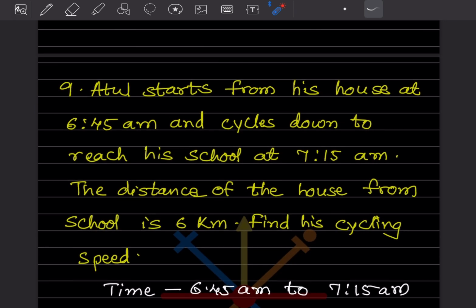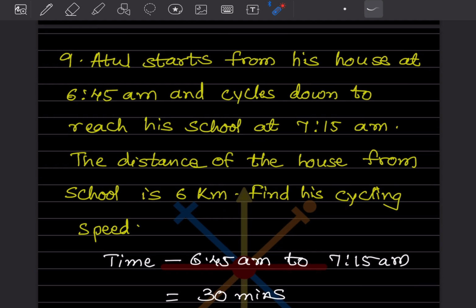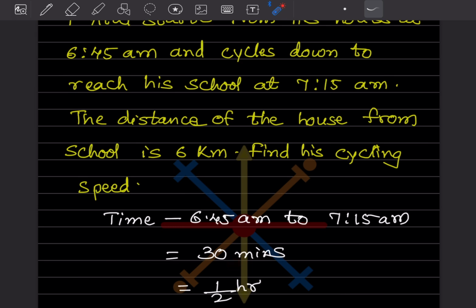Now Atul starts from his house at 6:45 a.m. and cycles to reach his school at 7:15 a.m. The distance of the house from school is 6 kilometers. Find his cycling speed. For the time, from 6:45 to 7 is 15 minutes, and from 7 to 7:15 is 15 minutes, so the total is 30 minutes. Because the distance is given in kilometers, we should convert this to hours, so that is half an hour.